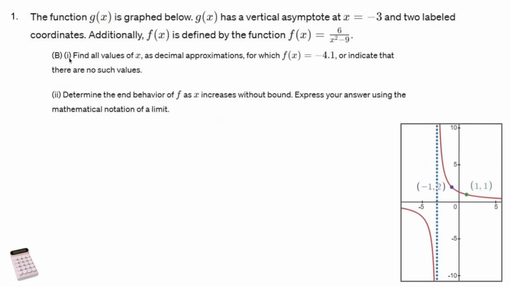Part B, problem 1, same exact question above, don't need to repeat it. Find all the values of x as decimal approximations for which f of x is equal to -4.1. So what I need to do is take that function and find out when it's equal to -4.1, and that's going to require our calculator. The first 2 problems of the free response section are calculator problems, and I'm going to want a calculator for this one. So let's go over there.